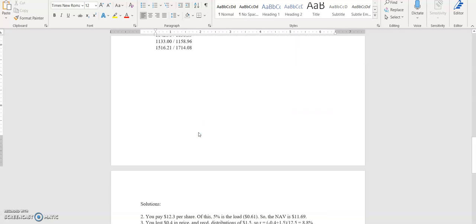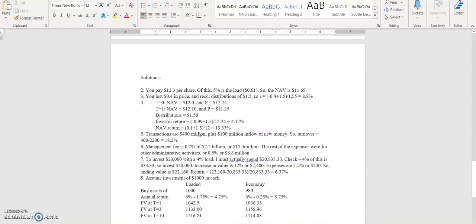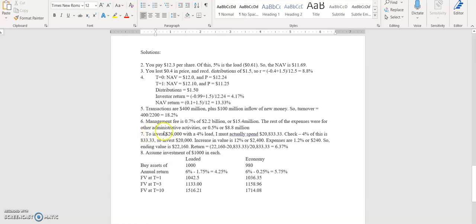So let's go ahead and work through this. We have invested $20,000 in the fund, but it comes with a 4% load. So this 20,000 is after the 4% load. That means the investor must have actually spent 20,833. How do I get this? It is basically 20,000 divided by 96% or 0.96.